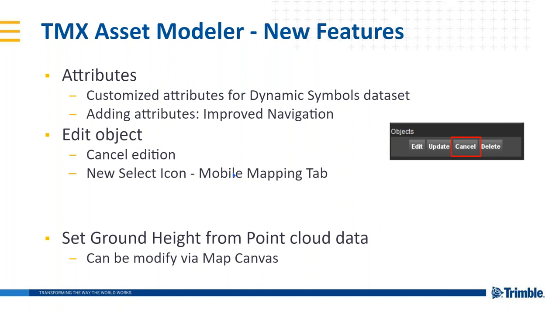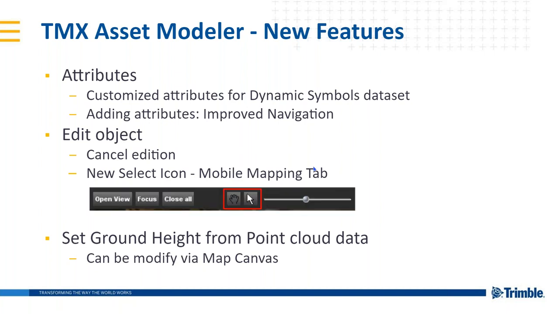And we have also now a new tool that lets you select the objects in the mobile mapping tab. In the past, that was not possible. You could only select in 2D or 3D map, but now you can definitely select objects inside the mobile mapping view itself.